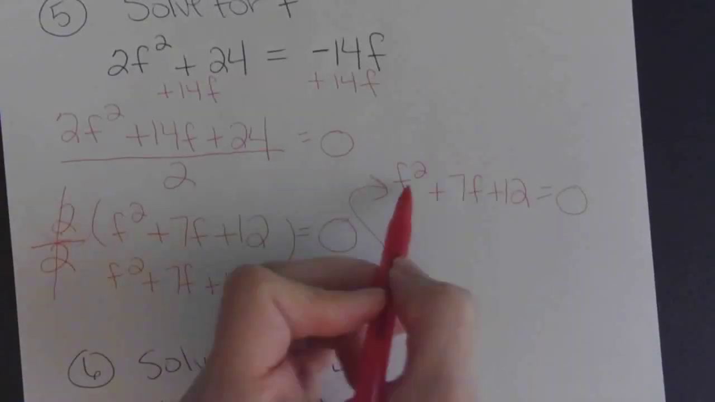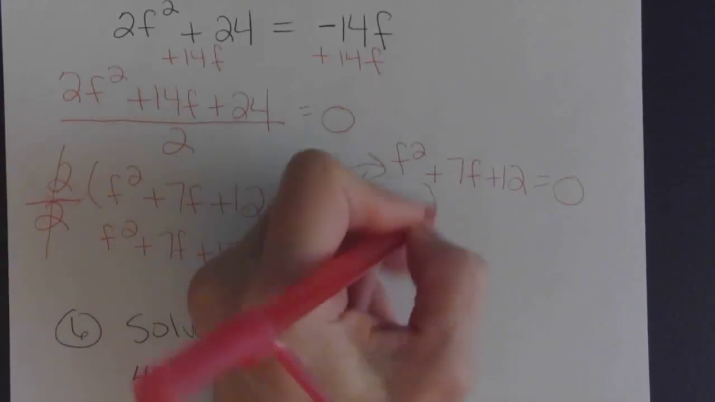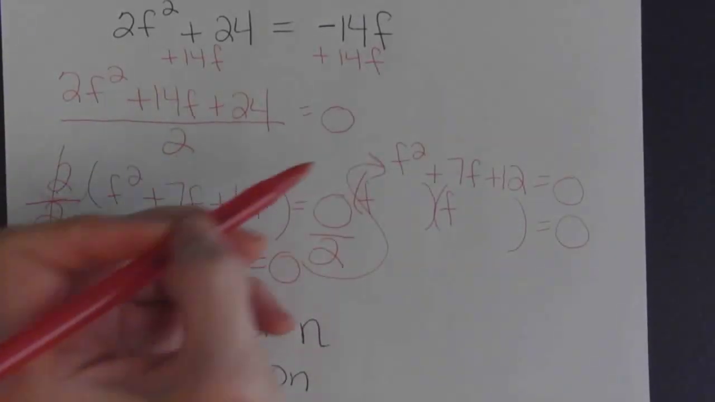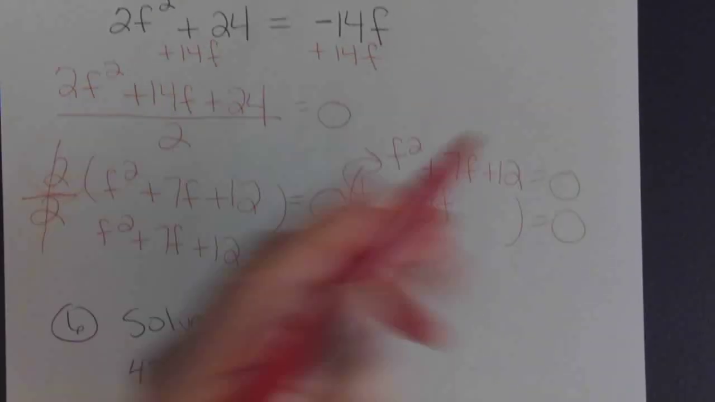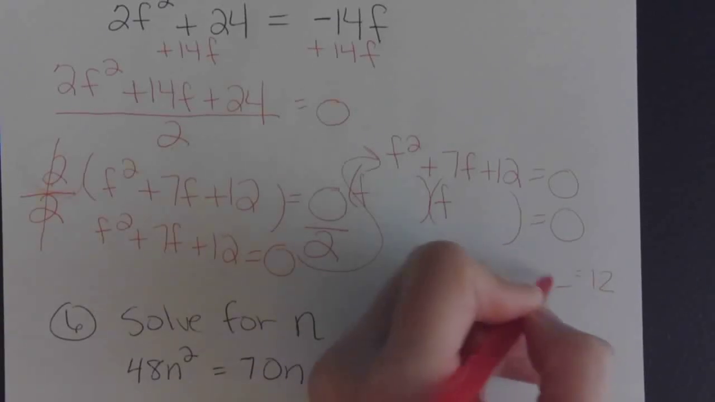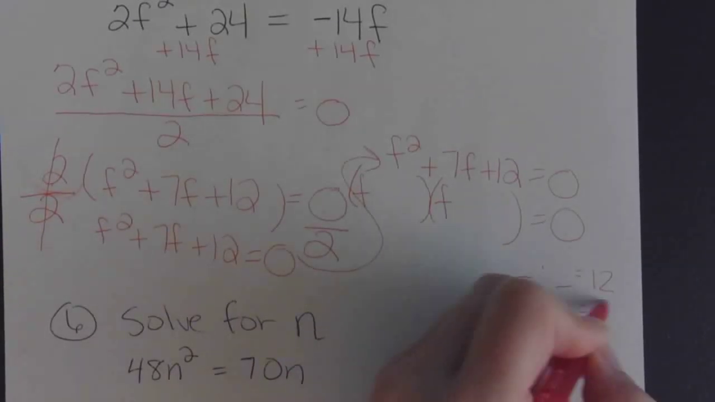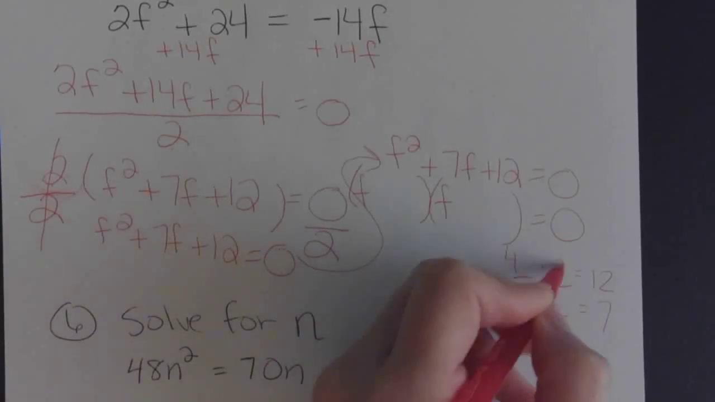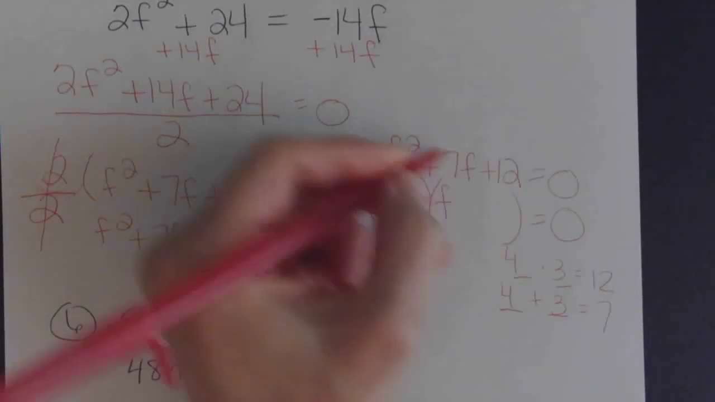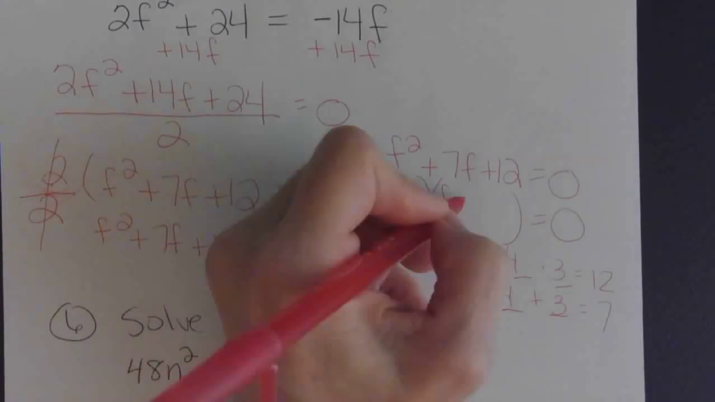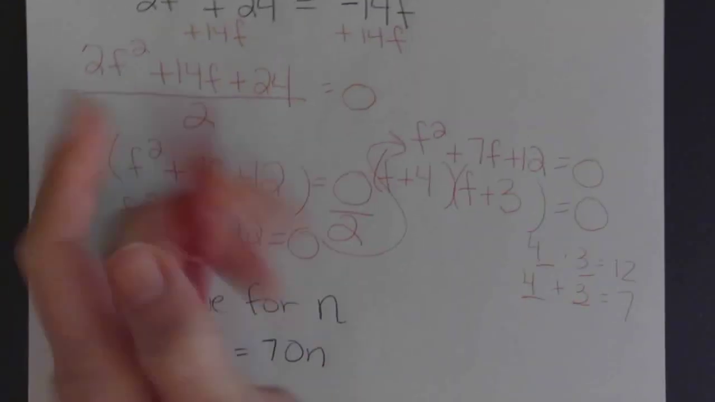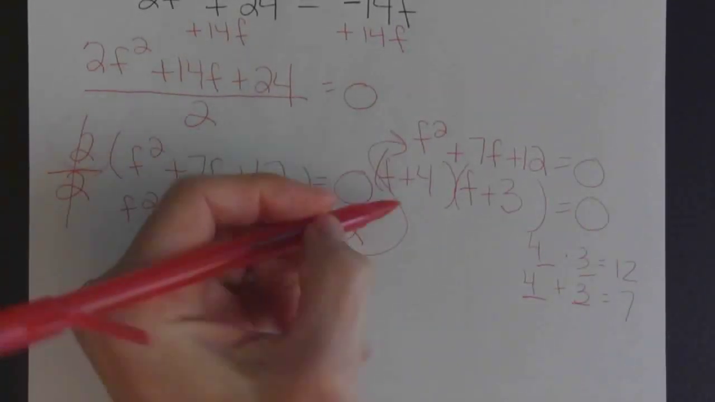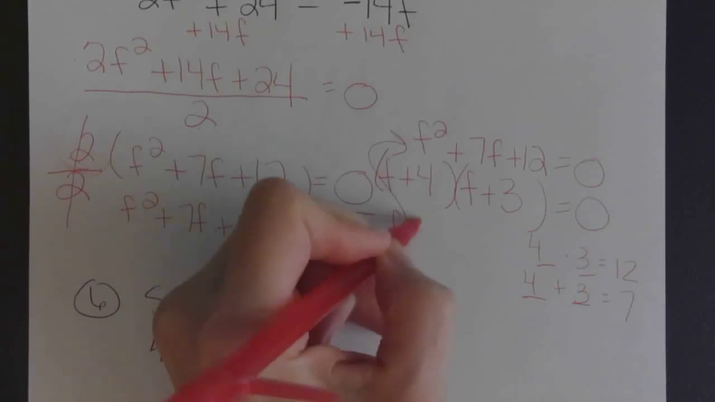So let me come over here because I'm running out of room. So I've got f squared plus 7f plus 12 equals 0. So it's a good old quadratic, and my leadoff coefficient is 1, so that's easy, f and f. Now I need two numbers that multiply to give me 12, but add to give me 7 in the middle. So that's pretty easy. 4 and 3 is going to be the magic there. So I'm going to have 4 and 3.